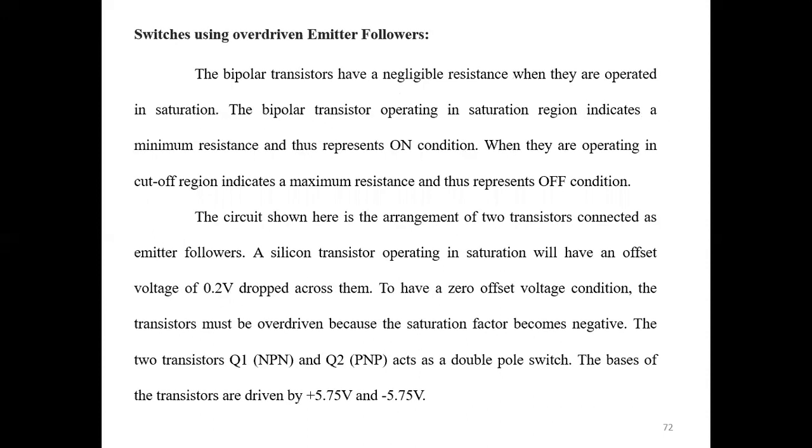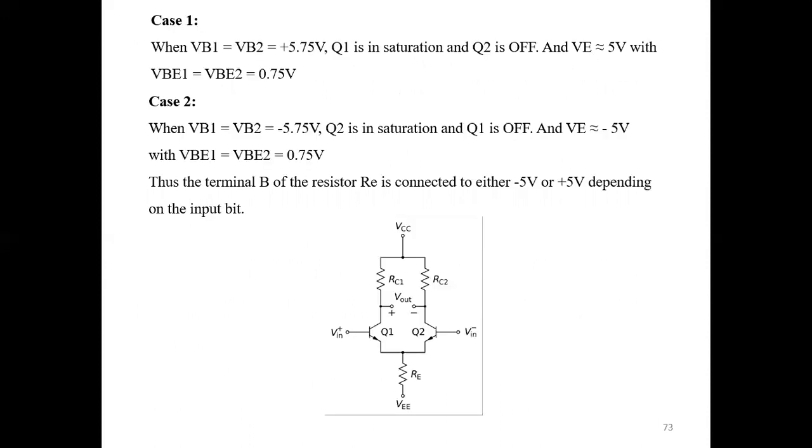The bipolar transistor has a negligible resistance when it is operated in saturation. The bipolar transistor operating in the saturation region indicates a minimum resistance and represents the on condition. So this is case 1. In case 1, VB1 and VB2 are equal to 5.75, so Q1 is in saturation and Q2 is off. In case 2, VB1 and VB2 are equal to minus 5.75, Q2 is in saturation and Q1 is off.